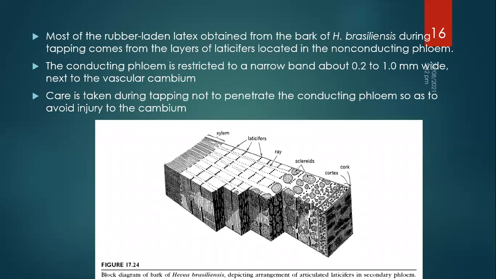Most of the rubber-laden latex obtained from the bark of Hevea brasiliensis during tapping comes from the layers of laticifers located in the non-conducting phloem. The conducting phloem is restricted to a narrow band about 0.2 to 1 millimeter wide next to the vascular cambium. During the collection of the latex, care should be taken during tapping not to penetrate the conducting phloem, so as to avoid injury to the cambium. If the cambium is damaged, the plant will also be damaged. So the latex from Hevea brasiliensis can be collected from the outer surface of the bark.